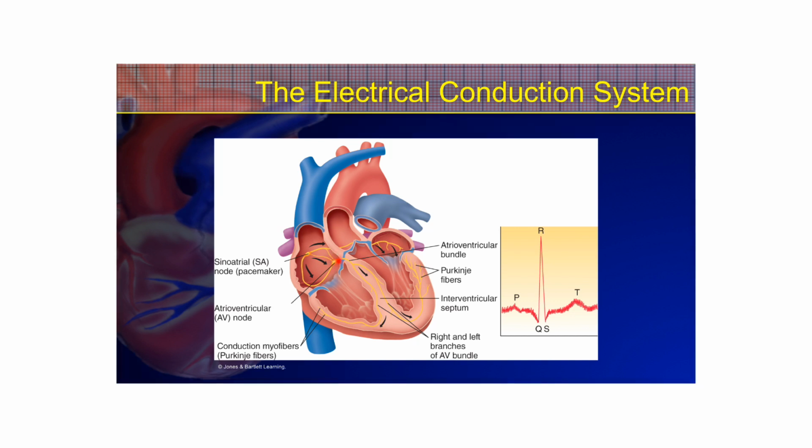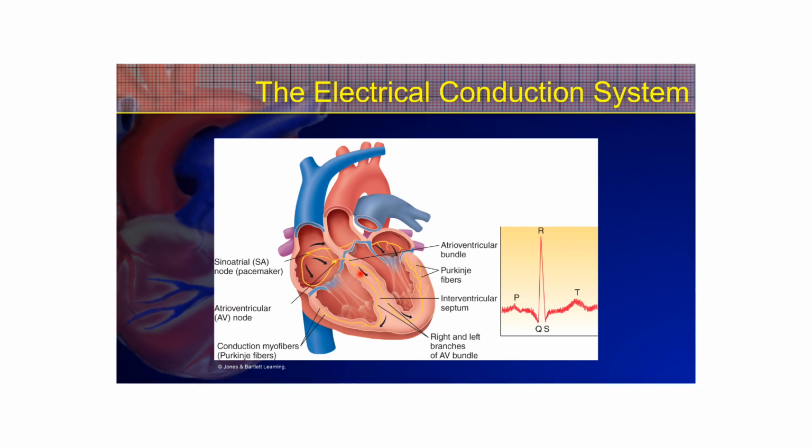Here's that AV node right here. That's where the conduction is going to pause, allowing for ventricular filling. Okay, and this is all known as the AV junction. The His bundle, the AV node, all the surrounding tissue. This is all called the AV junction in this area.